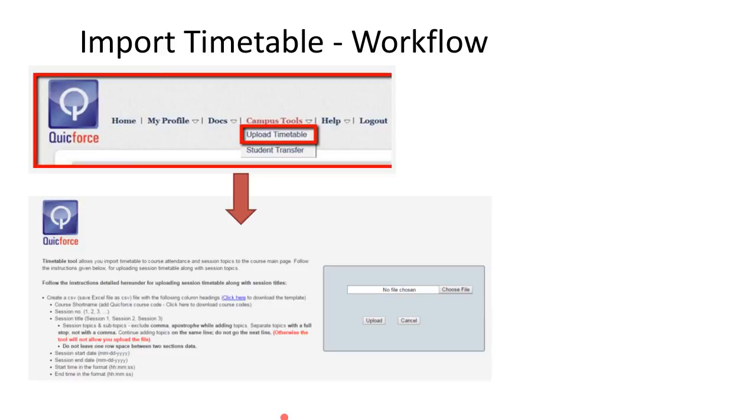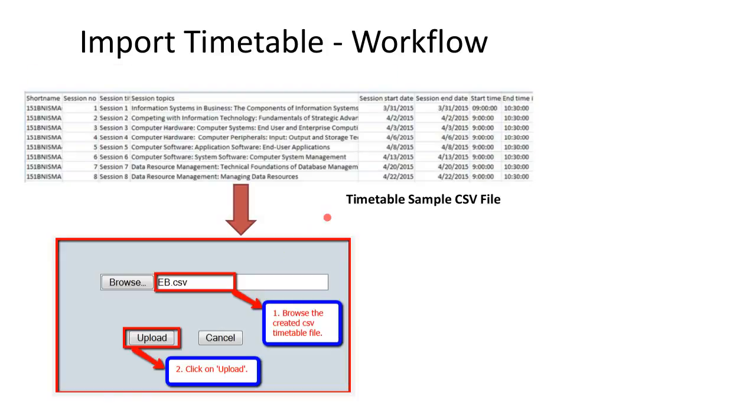Here are the screenshots. This is the top menu of our site. From the campus tools, they click on upload timetable. On the upload timetable screen, they have all these instructions, and they click here to download the template. They use the template, enter the data and upload using this box. So this is the sample CSV file.